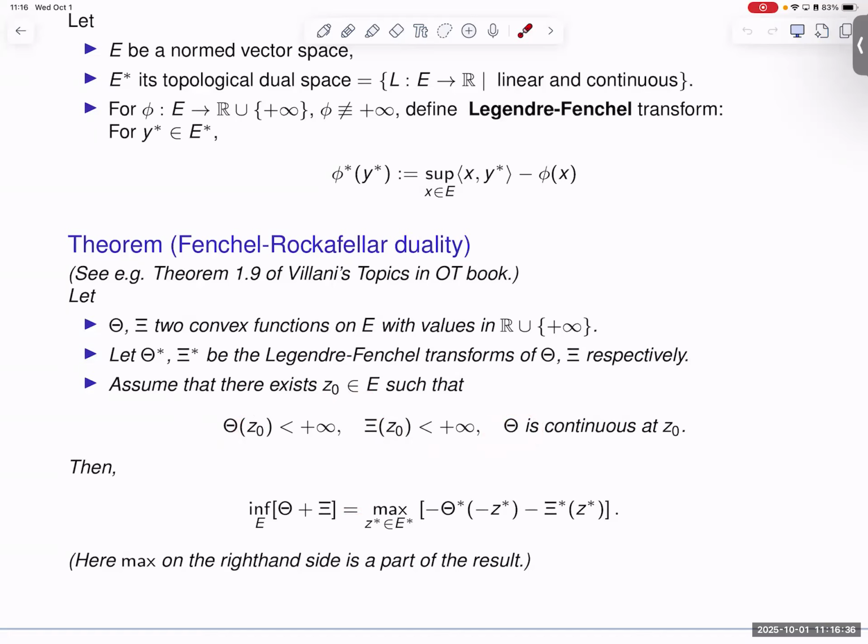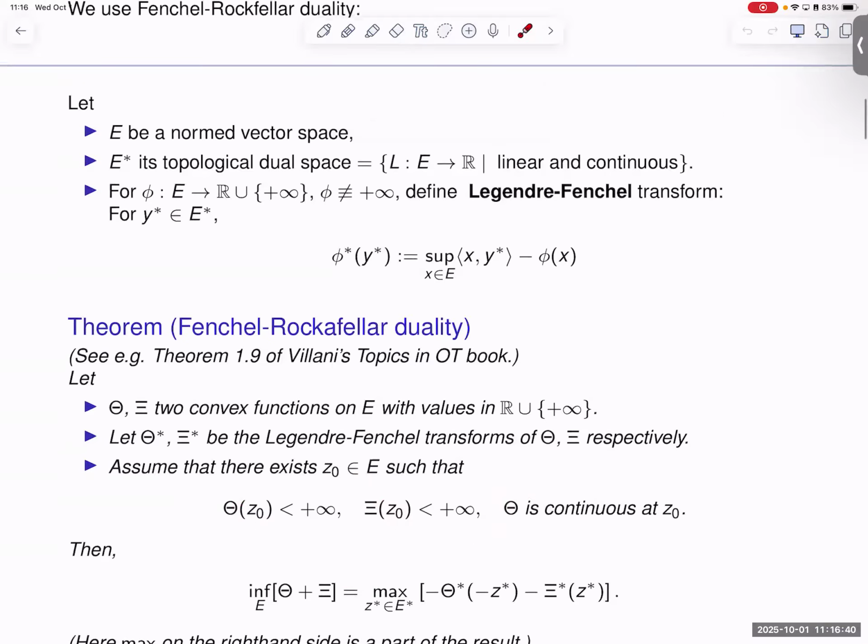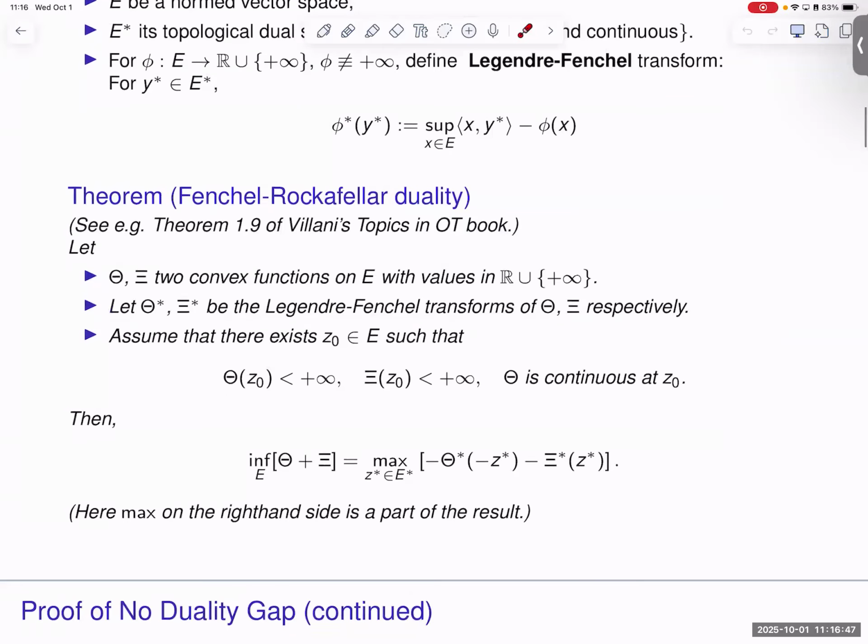Yes. Is E star a convex set? E star is just the whole space, so it is a convex set. I said it's a vector space. Okay. Yeah. Right. Okay.